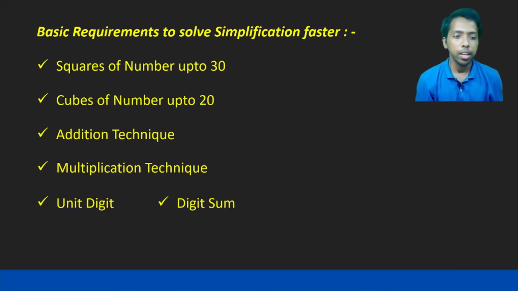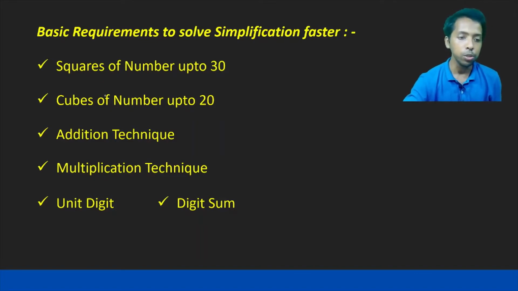Right now, some basic requirements you have to follow: squares of numbers up to 30, cubes of numbers up to 20. This is the very basic minimum. You should remember all these numbers by now. If not, please try to revise all those squares and cubes so that you can solve the simplification questions in a much faster manner.